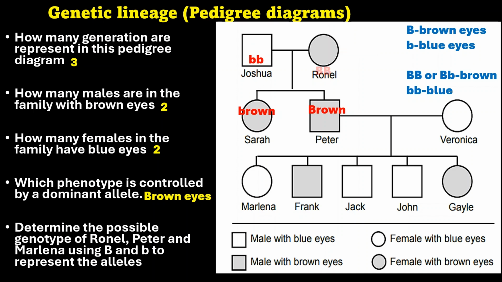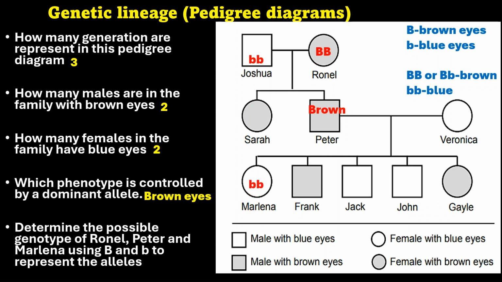All right, what about Ronell? Ronell can either be like this. And remember, Malina's eyes are also blue. If you look carefully, you can see Ronell's eyes are brown and her husband Joshua's eyes are blue. That means for all the children to have brown eyes, Ronell will have to be homozygous dominant. Otherwise, if she is heterozygous, some of the children would have blue eyes. But none of the children's eyes are blue, so Ronell has to be homozygous dominant.